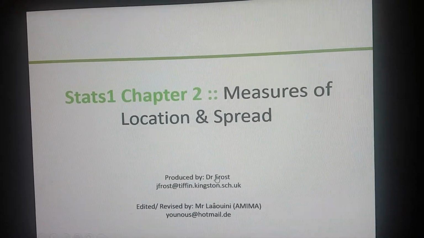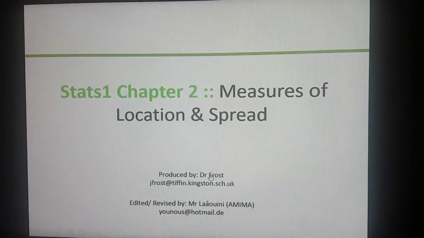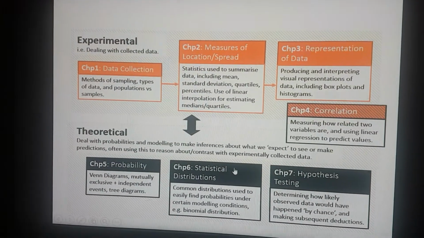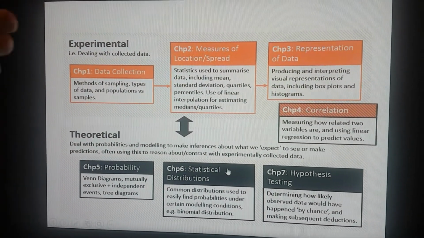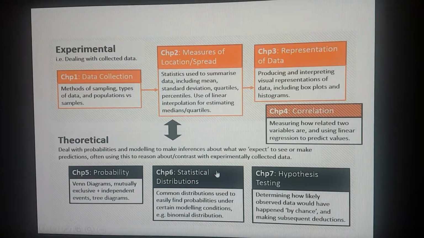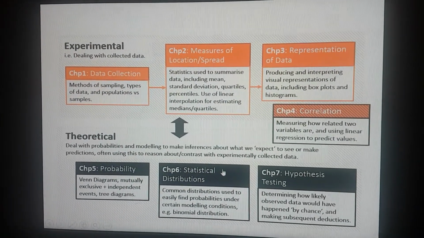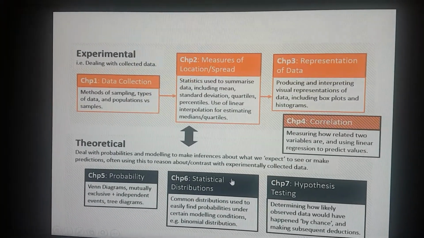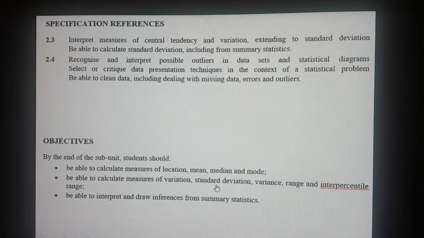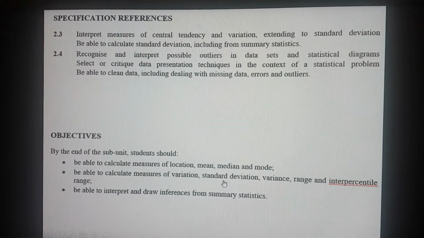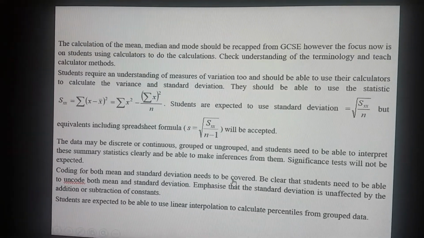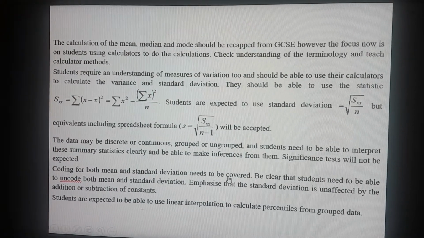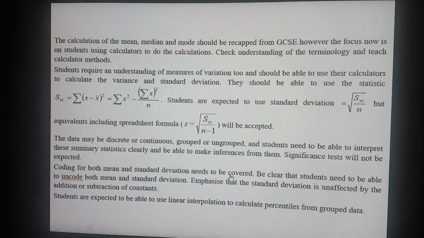Okay. So in this chapter, I'm going to split this chapter into two parts, so it will have two videos. We started with data collection last lesson. Today we are going to talk about measures of location and spread, and then we move on to representation of that data and correlation and stuff like that. So those are the specification and references. If you want to read them, pause the video and read them please. And that's what you need to know.